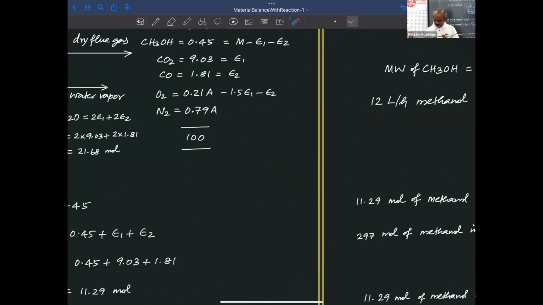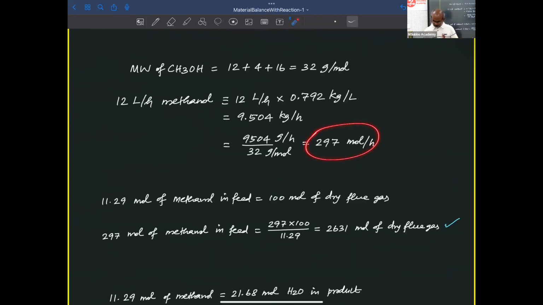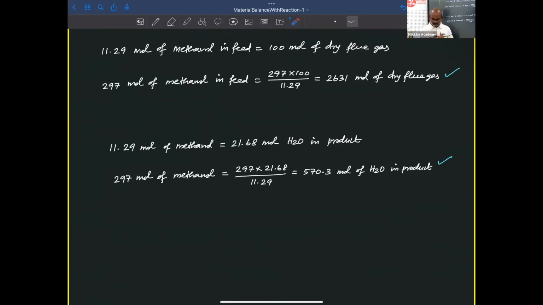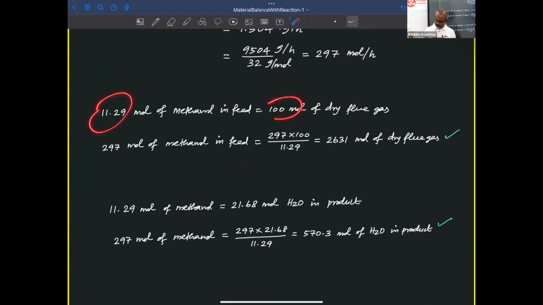Now, for this 297, what are the leaving gases? Simply scale it up. For this 11.29 we had 100 mole, and for 297 we have 297 into 100 divided by this much. So this is the dry flue product gas. Like that, water vapor also we can find.